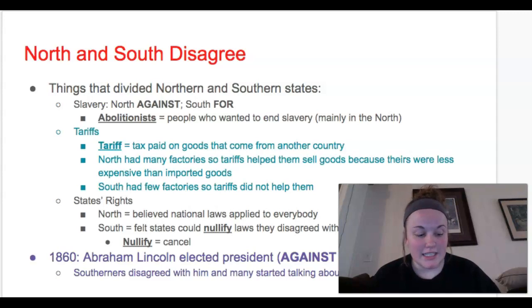In 1860, the United States elected a new president, Abraham Lincoln, who was against the spread of slavery. Many people in the South strongly disagreed with Lincoln. In fact, many Southerners began talking about leaving the United States.